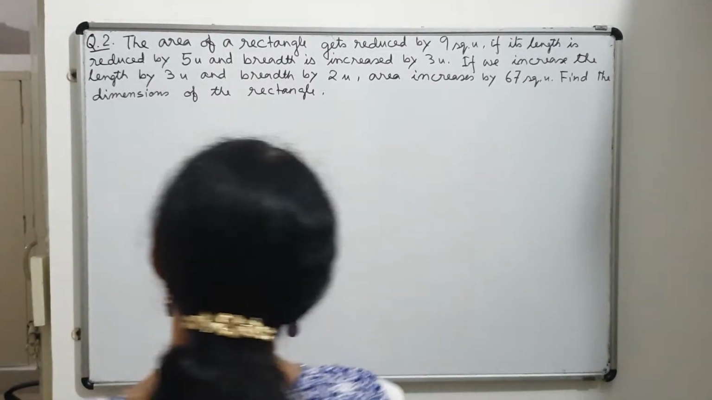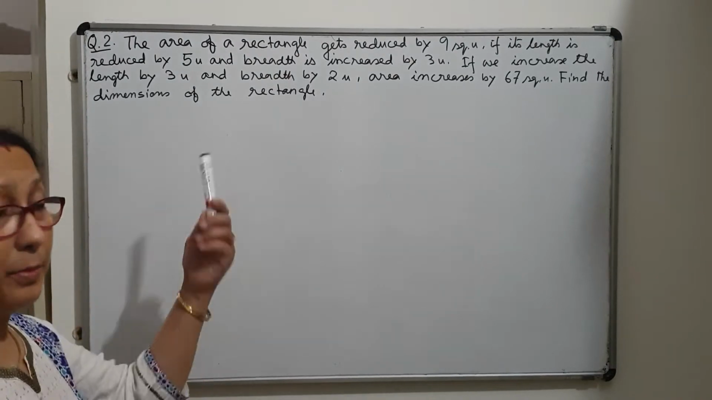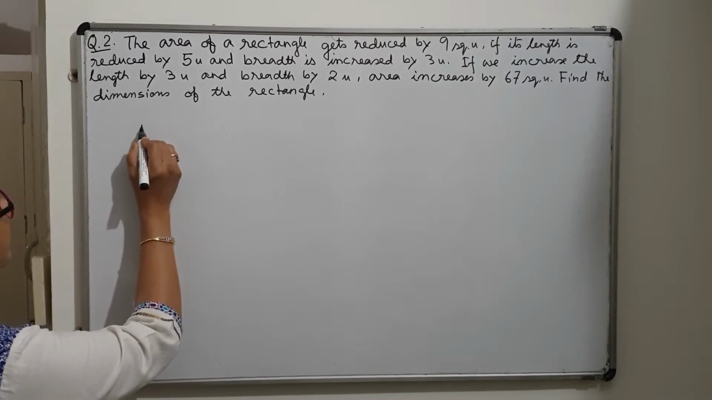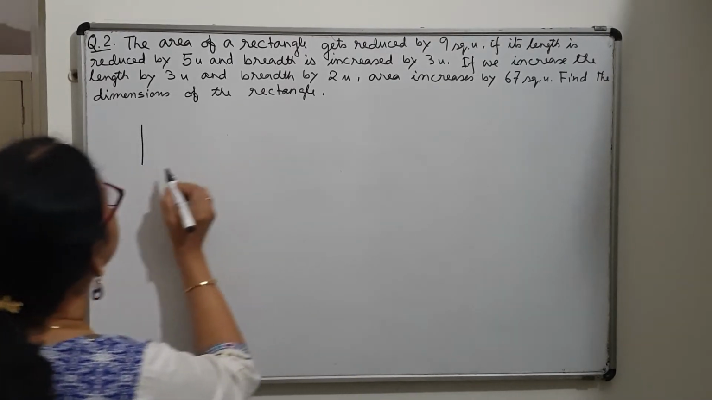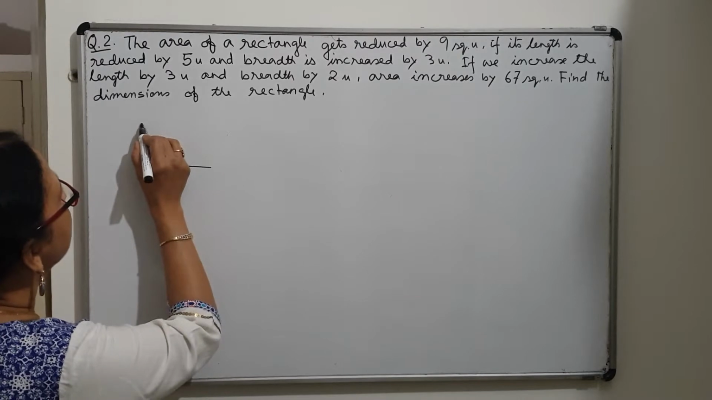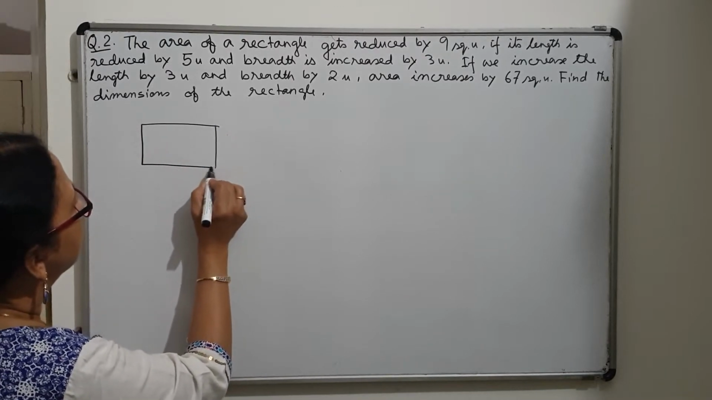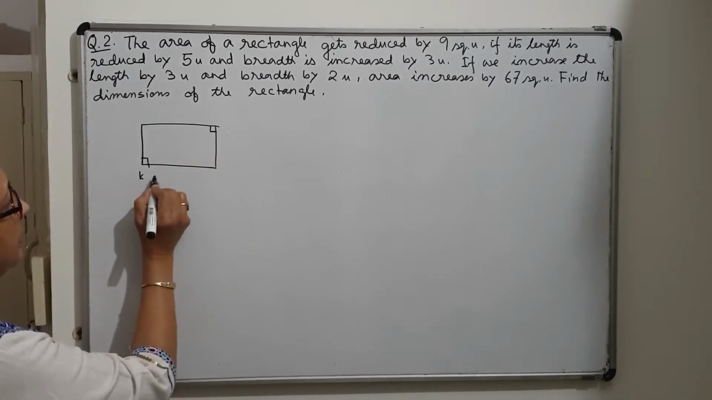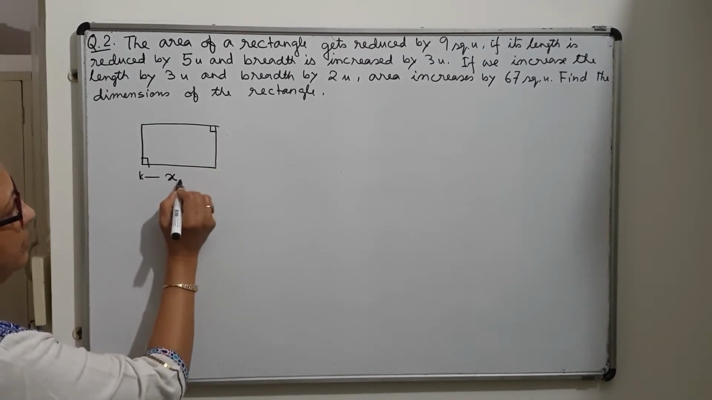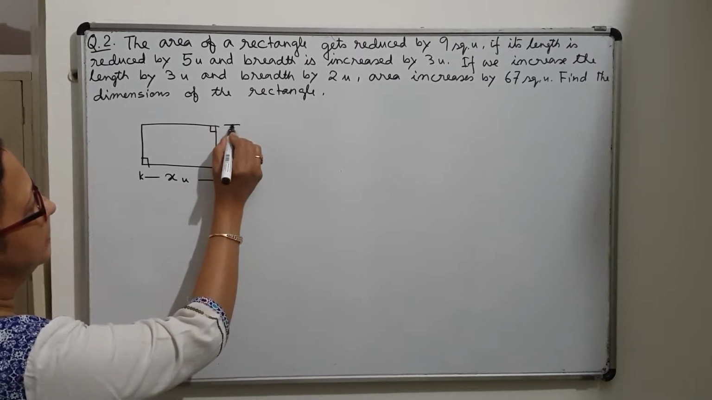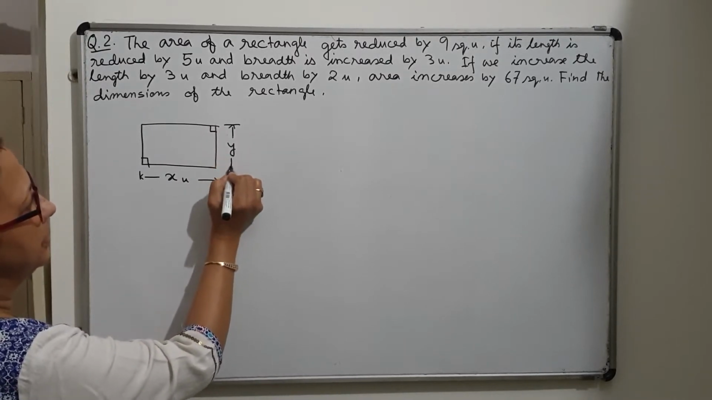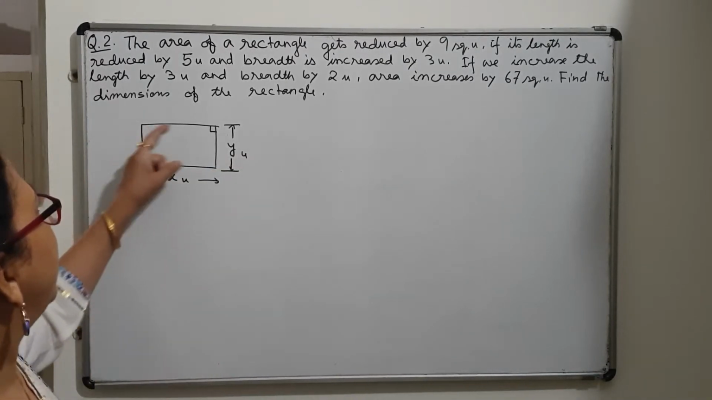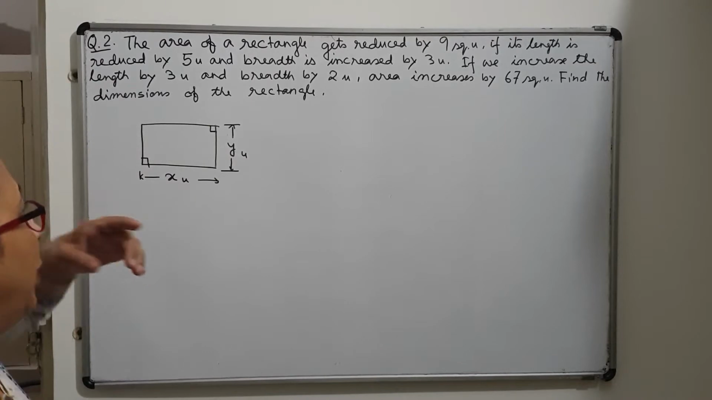So let us visualize the problem situation. We have a rectangle, so let's draw the rectangle whose dimensions we have to find. So this is the rectangle, say. Let the length of the rectangle be x units and let the breadth of the rectangle be y units. These are the variables which we have to find out. So, case 1.